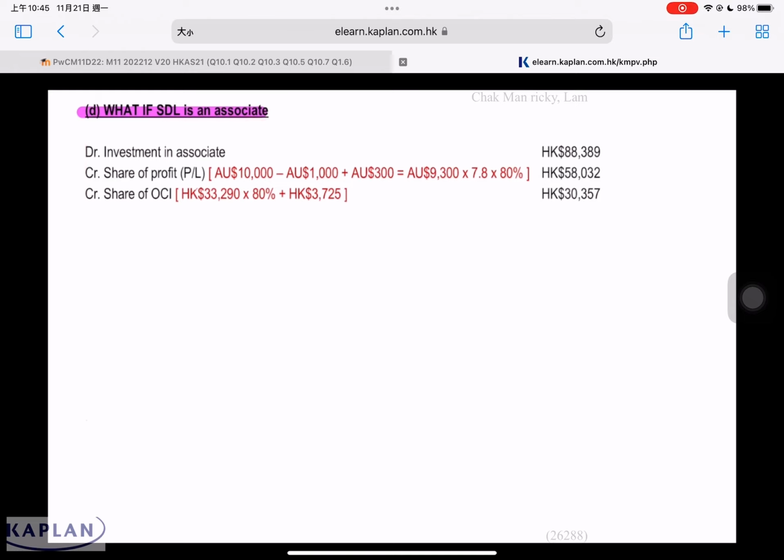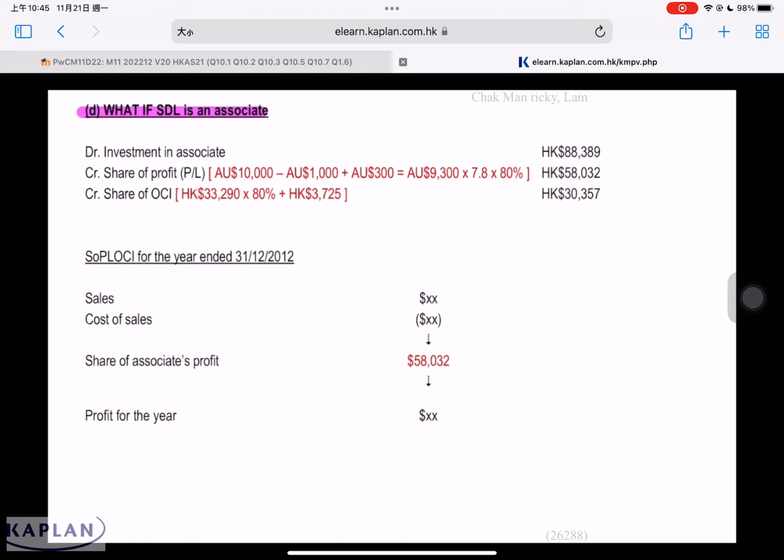If you refer to the statement of profit and loss and other comprehensive income for 31st December 2012, revenue X dollar, cost of sales X dollar, and so on. And after that, you have this share of associate profits, 58,032. Profits for the year, X dollar. Share of associate OCI, 30,357.